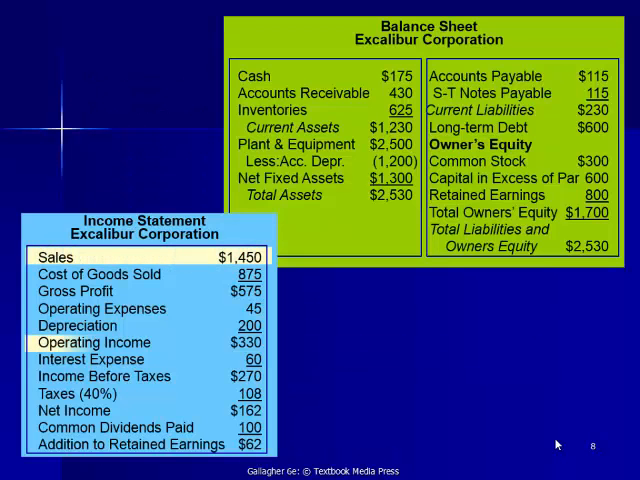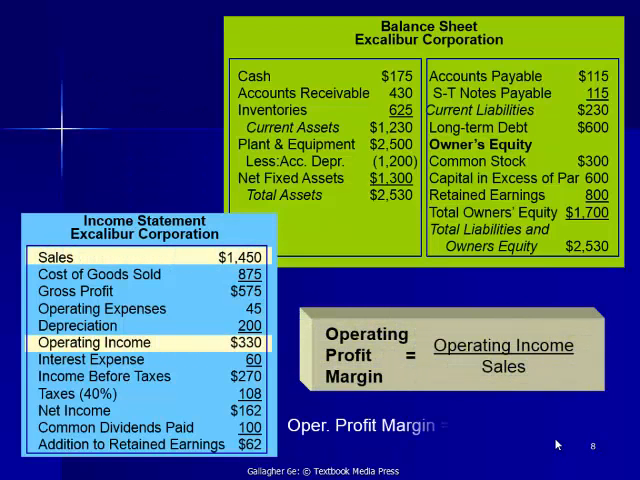Next, we have the operating profit margin, where we are digging a little deeper into the income statement. How much operating income does the firm have relative to its sales? We see that for this firm, it has 22.8% of its sales revenue left over after we've accounted for cost of goods sold, other operating expenses, and depreciation expense.